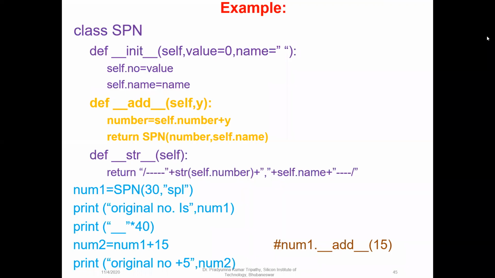No, sir, I could not understand. Okay, I am telling you. Just suppose, for example, here I am creating norm1 is equal to SPN of 30, special, so SPL. So 30 will go to this value, SPL will go to this name. What is norm1?